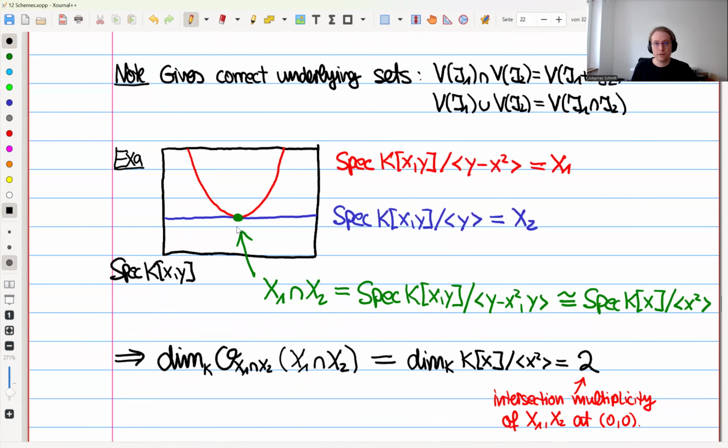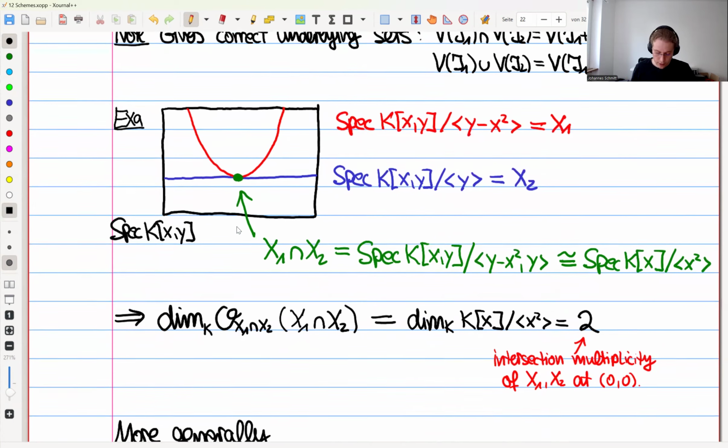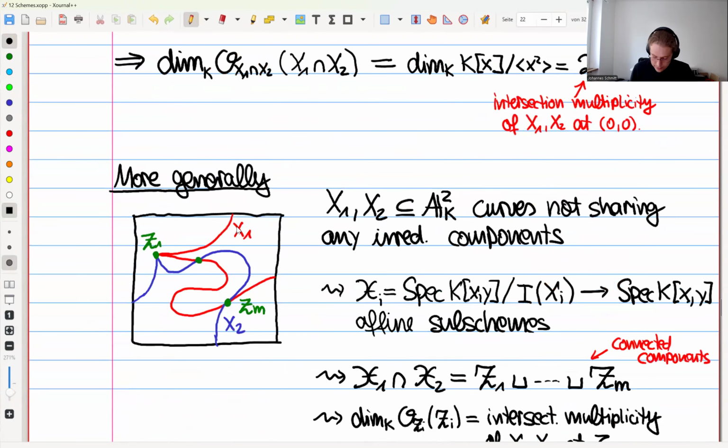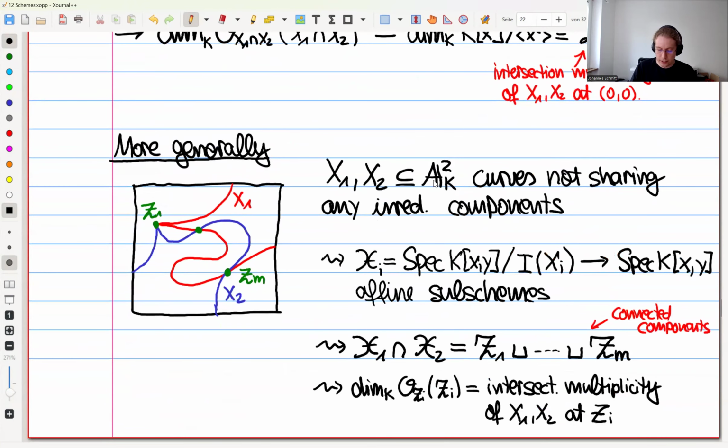In particular, as a small application, we can say if you have X1 and X2 inside A2_k, any two curves not sharing any irreducible components, here again in red and blue, then you have the associated affine subschemes, which is just Spec k[x,y] modulo the ideal of the i-th curve. And then if you take their scheme-theoretic intersection, you get some affine subscheme of A2, or of Spec k[x,y].